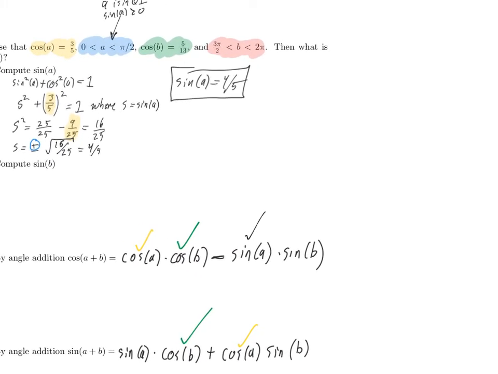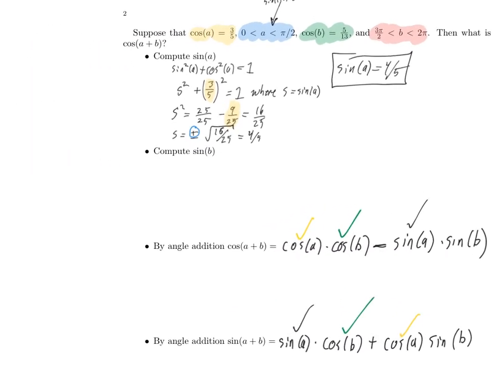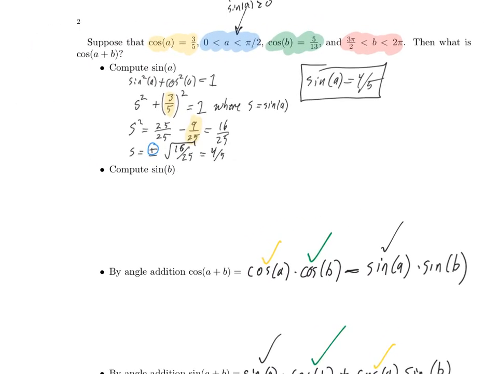Now I know what the sine of A is. I still need to know what the sine of B is. If you want to, pause and do that on your own and then watch my computation at double speed. Let's compute it. I'll use the same fact: sine squared of B plus cosine squared of B is equal to 1. That will tell me that s squared plus the cosine of B squared, where cosine of B is 5/13, equals 1.